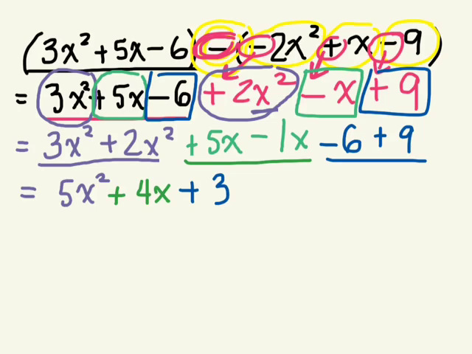And we can check our answer. We have an x squared term, an x term, and a number by itself. So we know we're done. We can't simplify this anymore. We've grouped all of our like terms together.